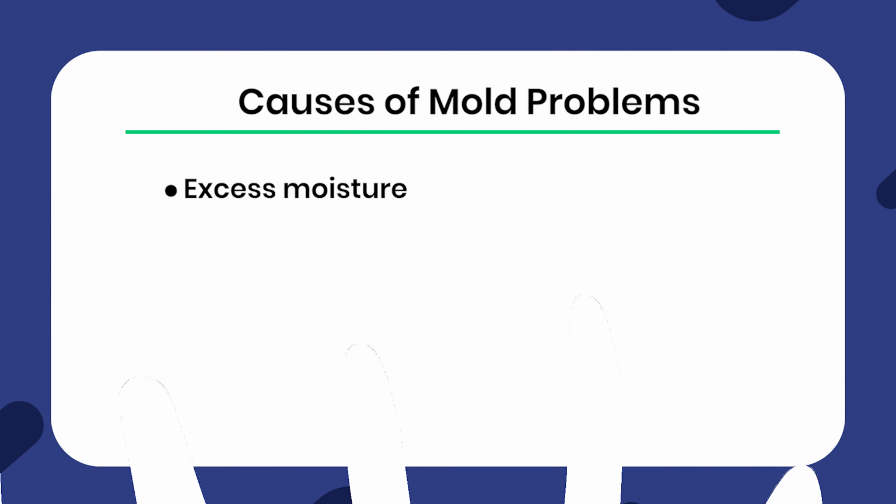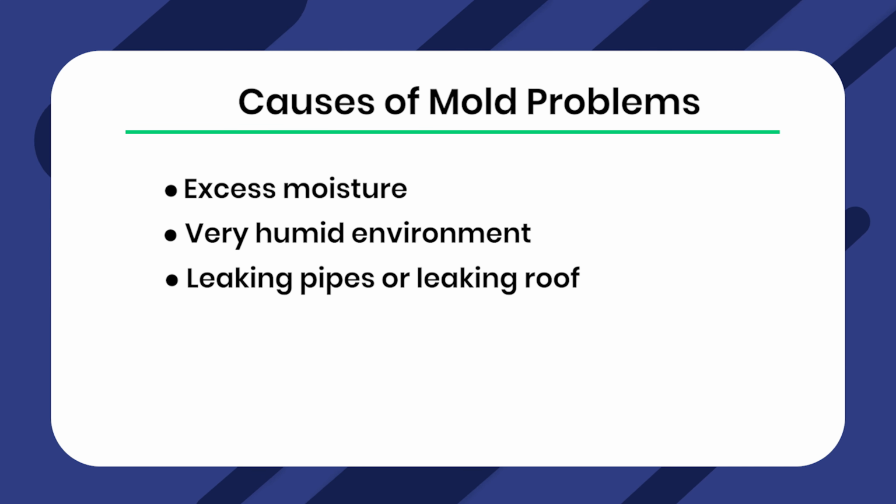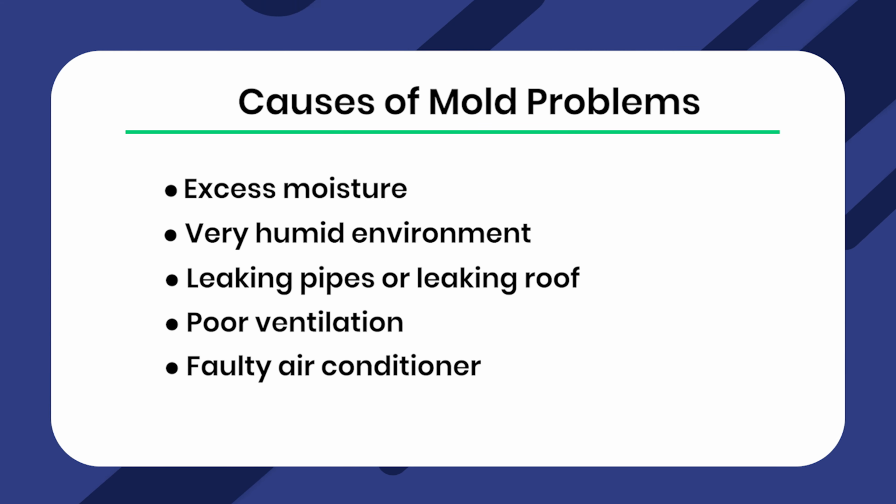However, there are many different ways that mold can begin to grow in the first place. Let's look into the common causes of mold growth in a rental property. If a rental property has a mold problem, then it most likely has some sort of other problem as well. Some of the causes of mold problems include excess moisture, a very humid environment, leaking pipes or a leaking roof, poor ventilation, or a faulty air conditioner.